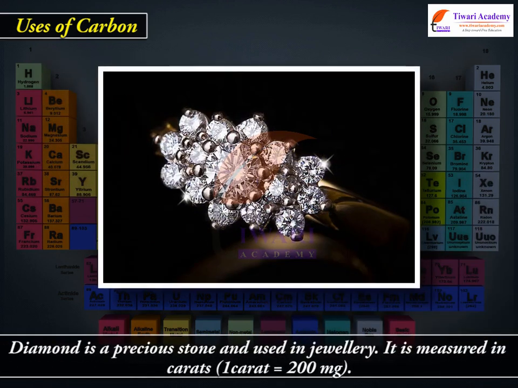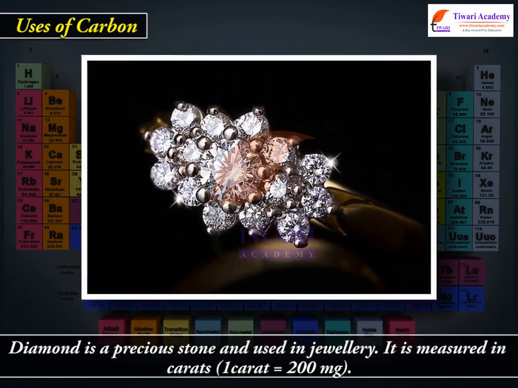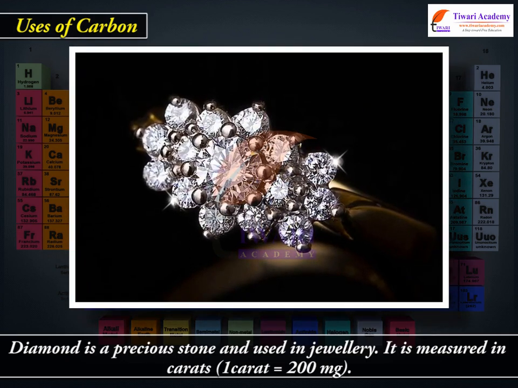Diamond is a precious stone and used in jewelry. It is measured in carats. 1 carat is equal to 200 mg.